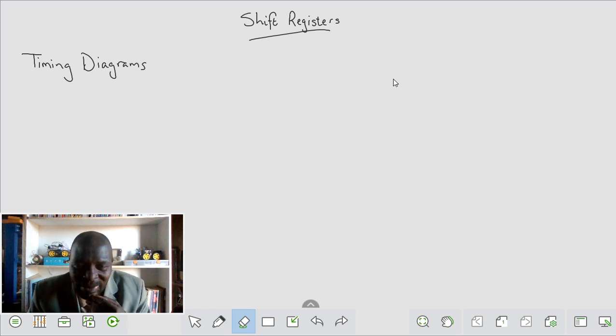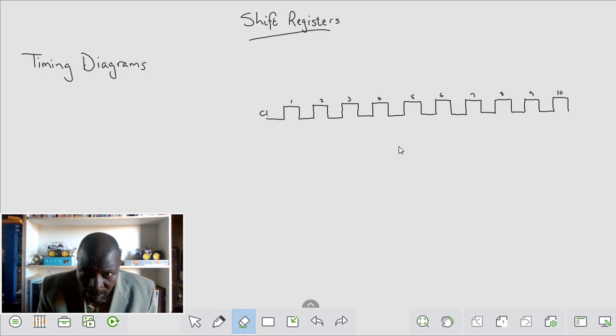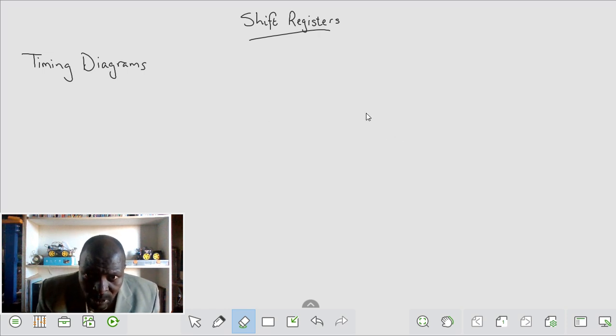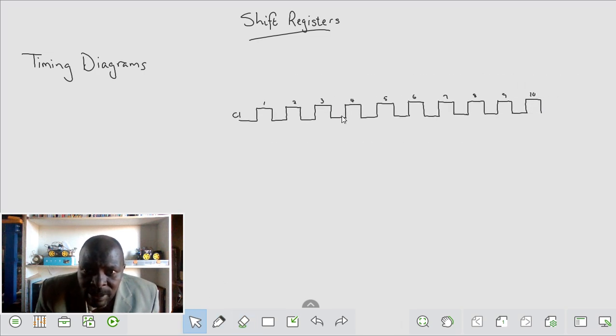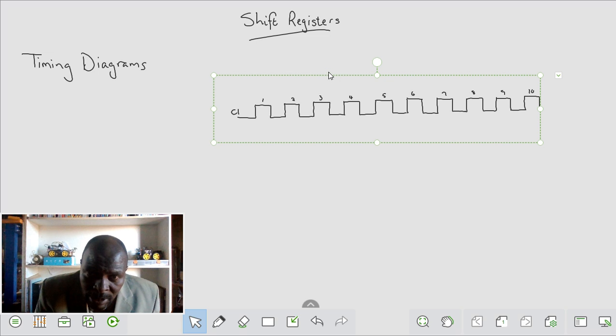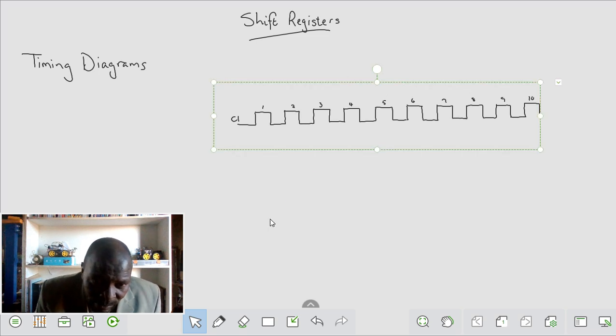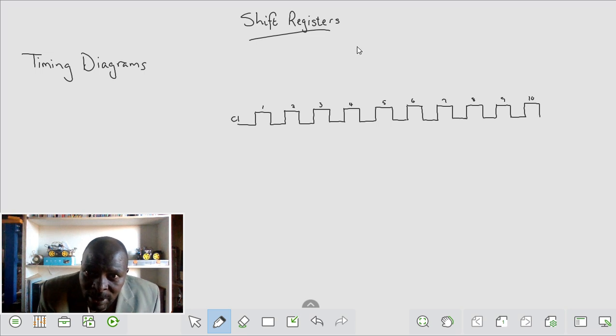The timing diagrams. Let's have a clock pulse. Now with our clock pulse, we want to shift certain data in a certain direction. Let's start with the left shift. Let's say with the left shift register. Left shift. I should have just said left shift.